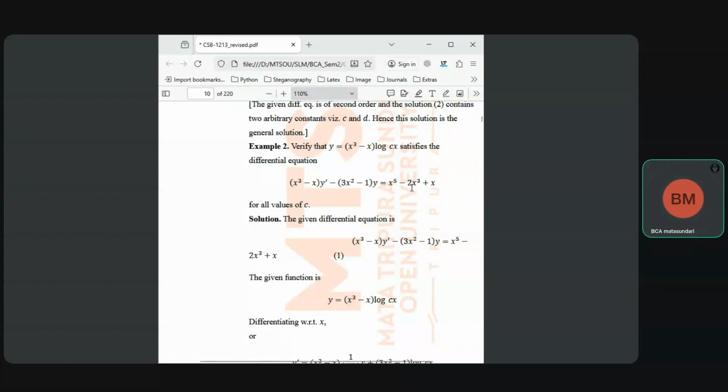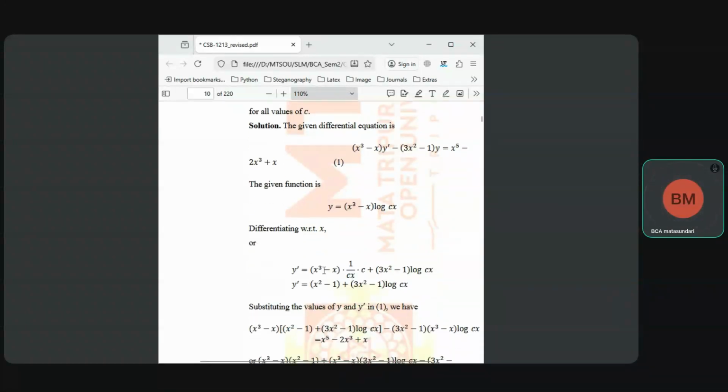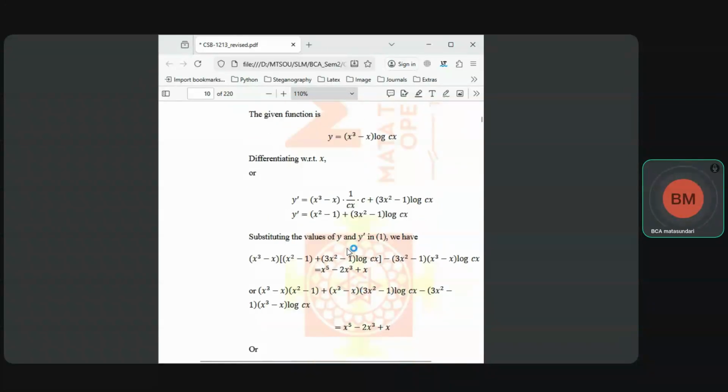So this is the equation which we have to verify whether it satisfies the differential equation. The given differential equation is this one, which we call equation 1. The given function is this one. Differentiating with respect to x, we put the values. Then substituting the values of y and y dash in equation 1.